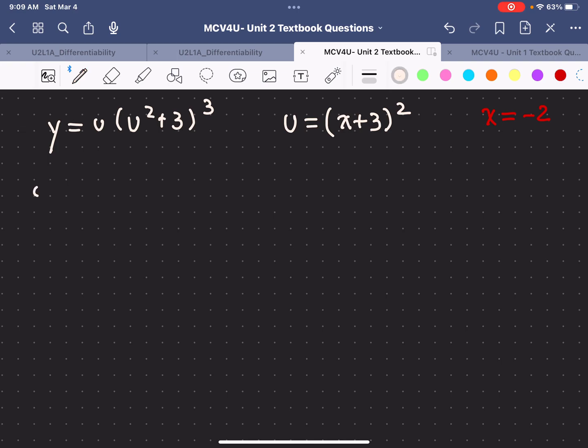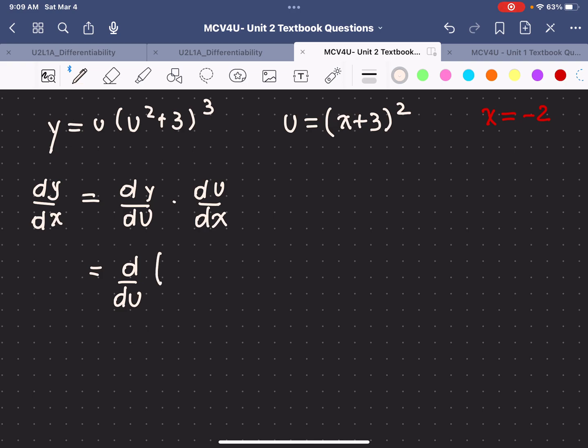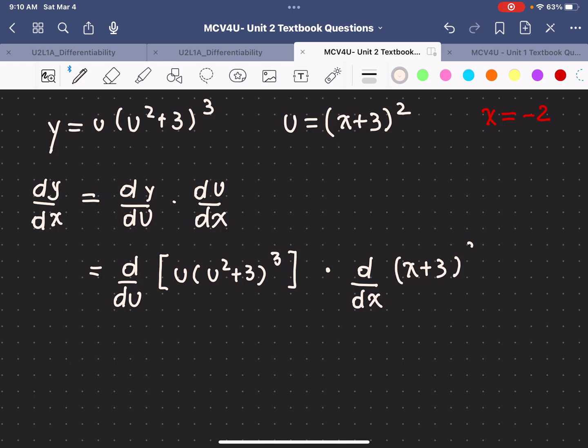So nothing to worry, just a longer process. We'll write out the formula. dy/dx is dy/du times du/dx. So that means we have d/du of function (u squared plus 3) to the power of 3, and then we have multiplied by d/dx of function u, which is (x plus 3) to the power of 2.